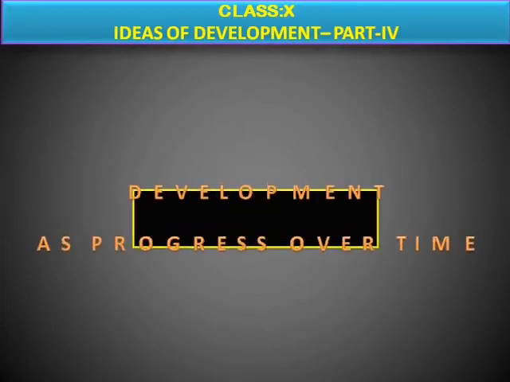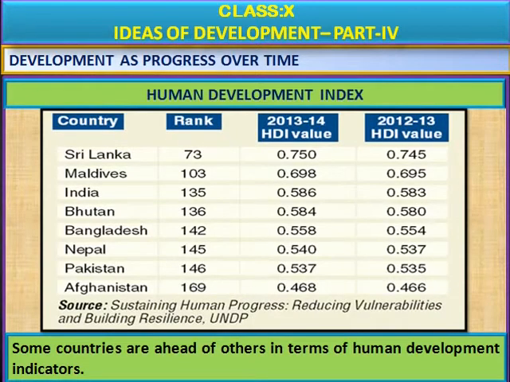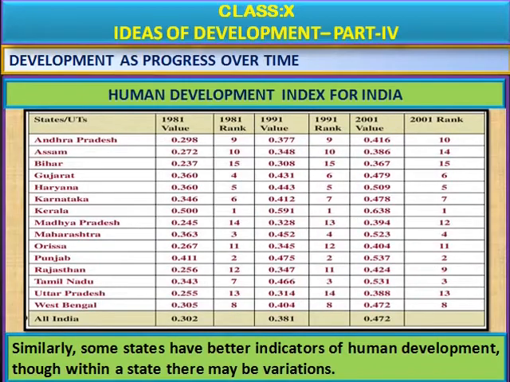Now let us see how development has progressed over time. Children, we have seen some countries are ahead of others in terms of human development indicators. Similarly, some states have better indicators of human development, though within a state there may be variations. In states, some districts may be more advanced than other districts.